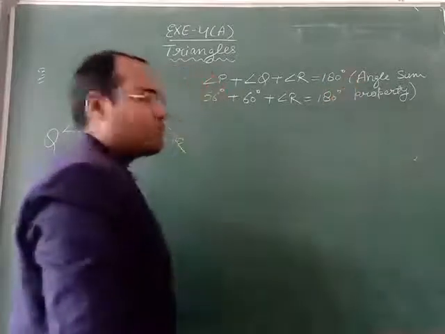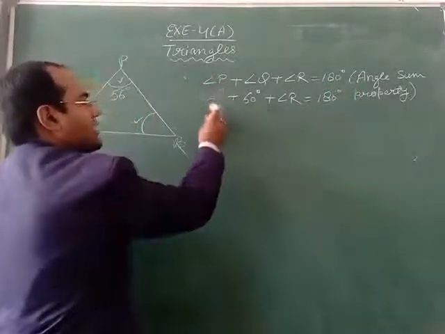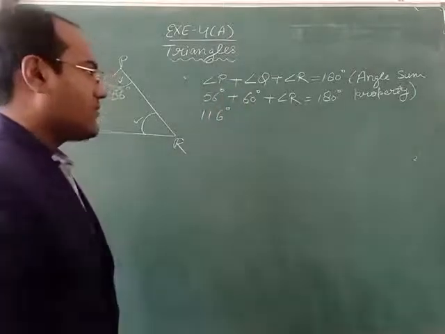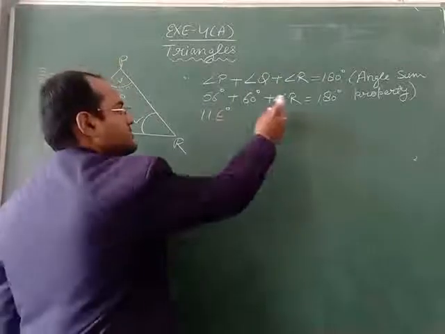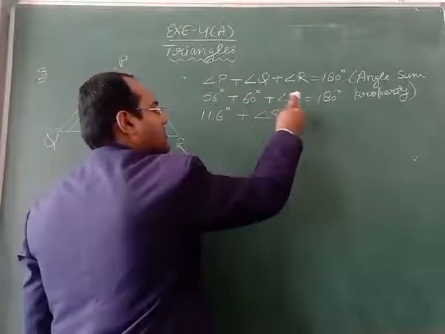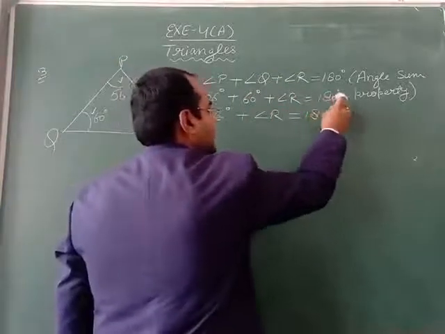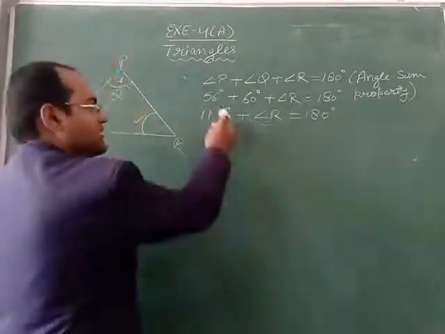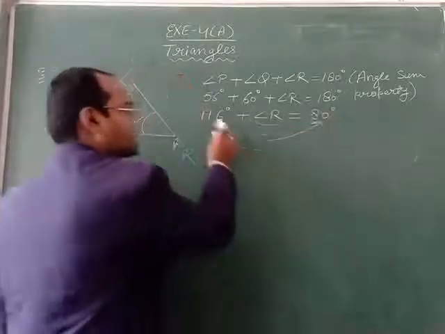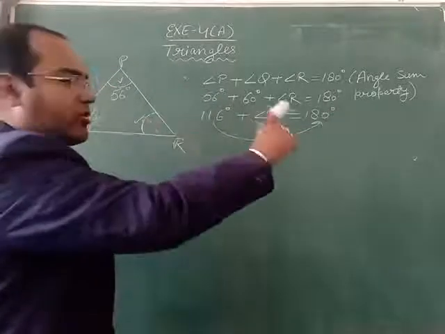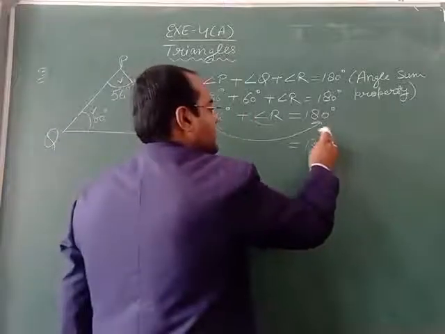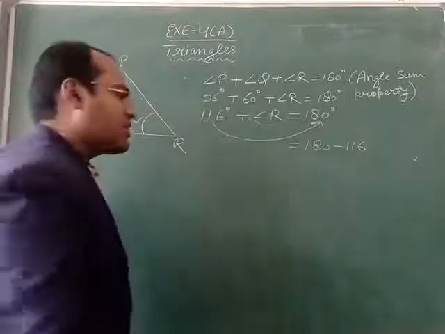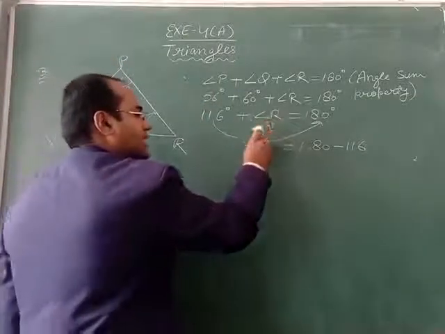Now first of all what we will do, we will add these two angles. On adding them we will get 116 degrees. When we add 56 and 60, the answer will be 116, plus angle R we have to find is equal to 180 degrees. Now in order to find this R, we will bring this 116 to the right hand side. The sign of this 116 is plus. On the right hand side it will be written as 180 minus 116. This plus sign will change to a minus sign. On the left hand only one thing is remaining, angle R.